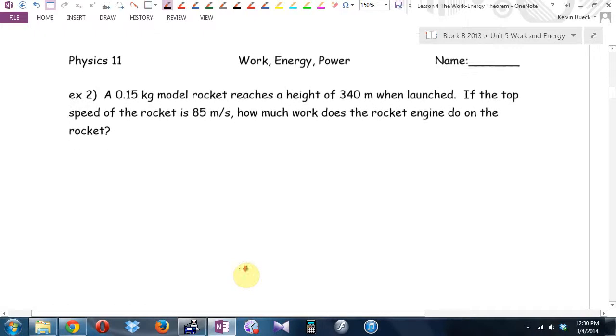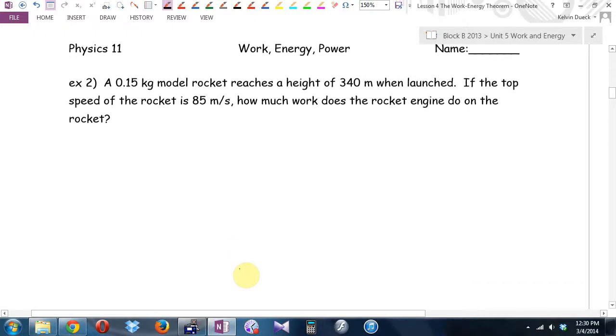Example 2. A model rocket reaches a height of 340 meters when launched. If the top speed of the rocket is 85 meters per second, how much work does the rocket engine do on the rocket? Okay. Anthony, what's this question asking me to find? Okay, well, work is force times distance. I do see a distance. See it? Do you see a force in newtons? Okay. What's this question asking me to find?